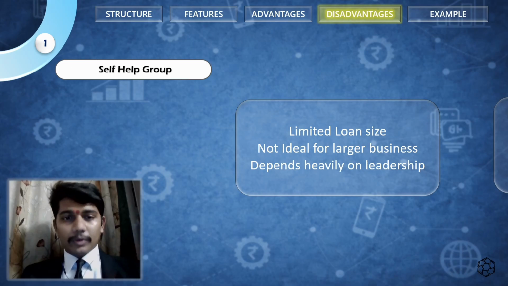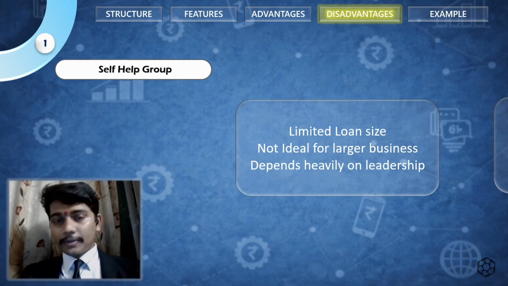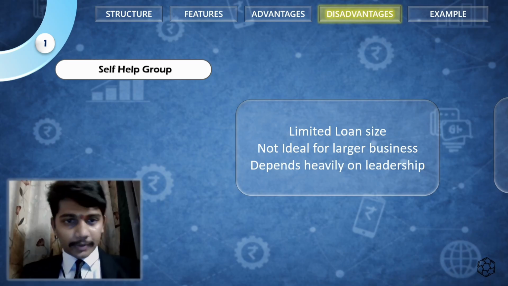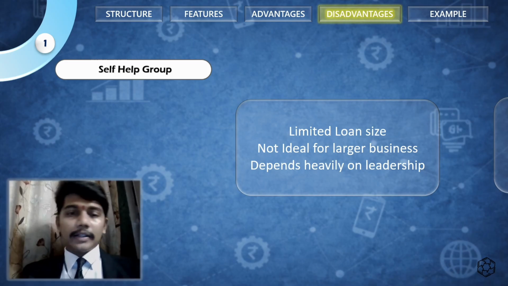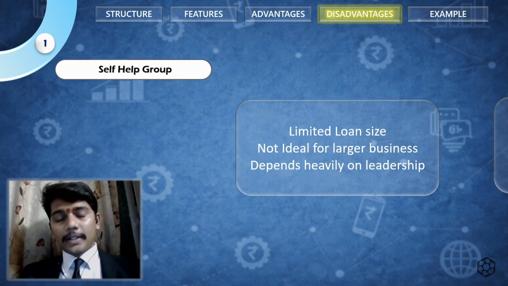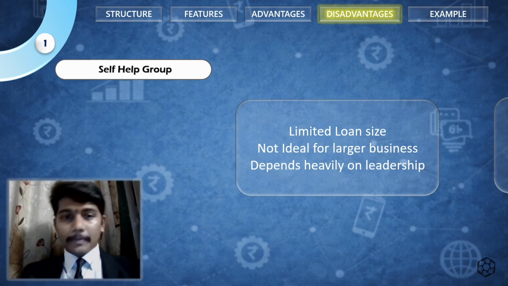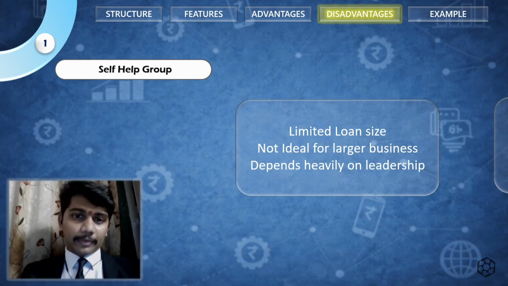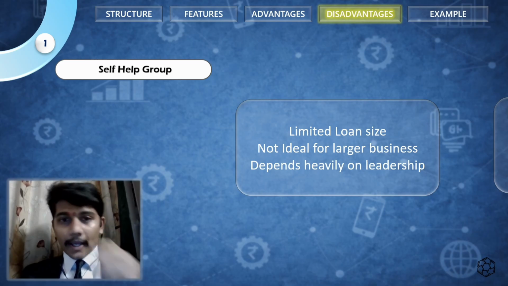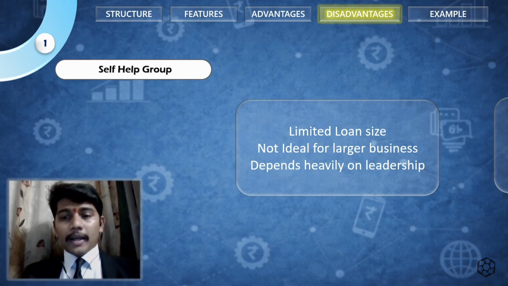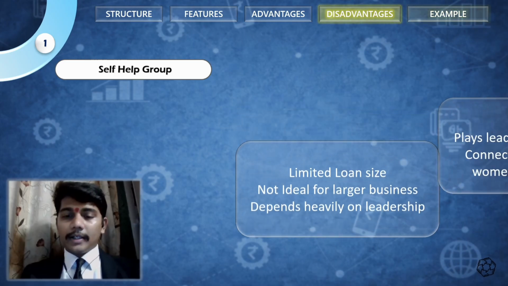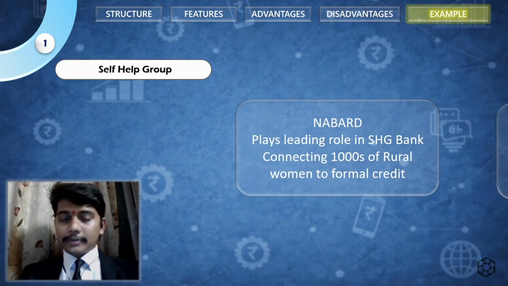Since this is a very small group, 10 to 20, as I said, the loan size is also very small, since the women are from the low income groups. So they save a very small amount of money. There is another aspect, that there might be a conflict in the group over repayment. Since the group is small, the scale is also small, and it also depends on the group. As I said, everyone has to follow as a team, and group discipline has to be maintained. So the prime example I would like to mention is NABARD. This plays a leading role in the SHG bank linkage, connecting thousands of rural women to formal credit.